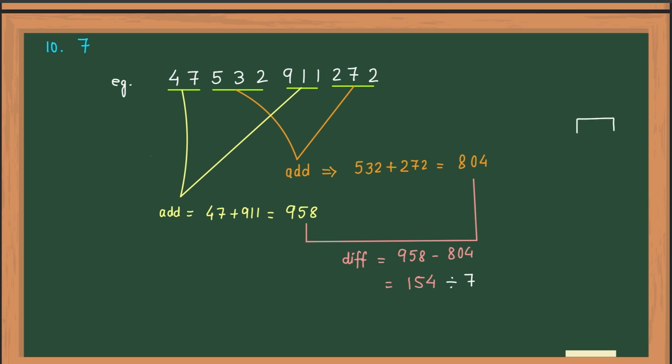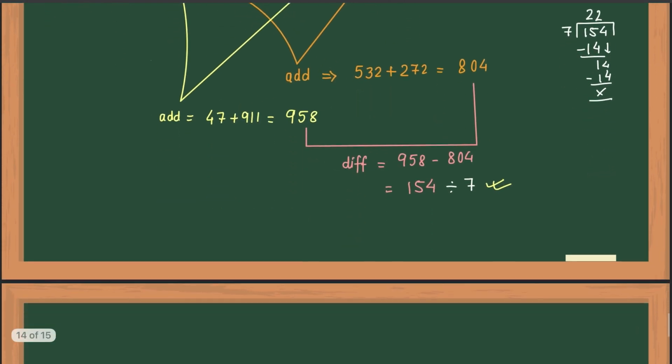If it is not yielding a remainder, it means that the number is divisible by 7. So 7 2 times is 14, 1 4 comes down, 2 times is 14. So yeah, it does not yield any remainder. It means it is divisible by 7. Let us consider another example, and after that we will be writing up the rule for it.